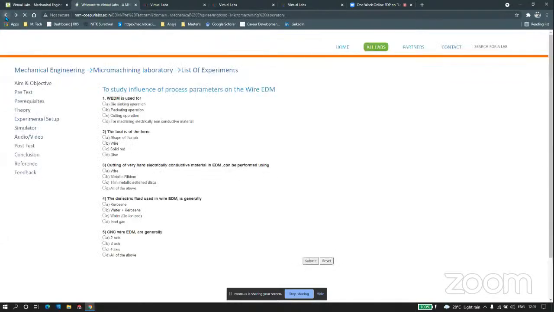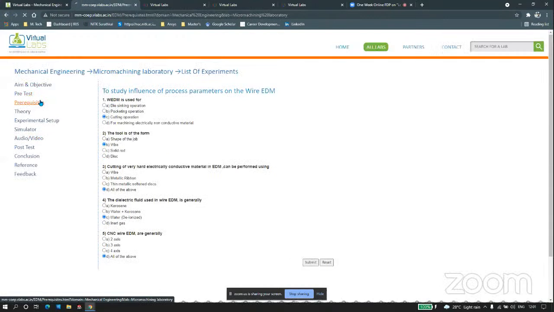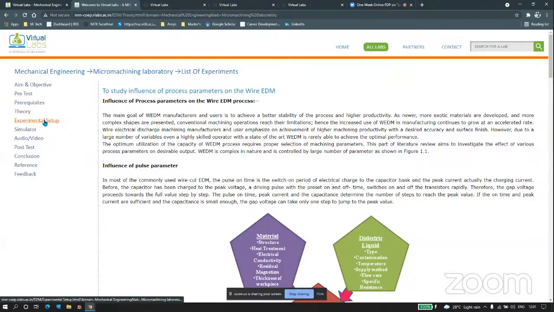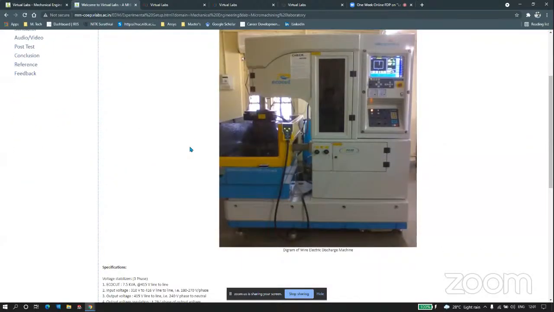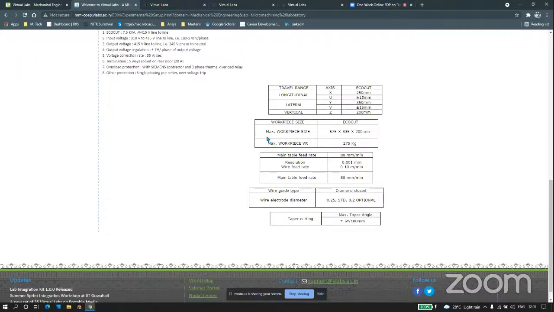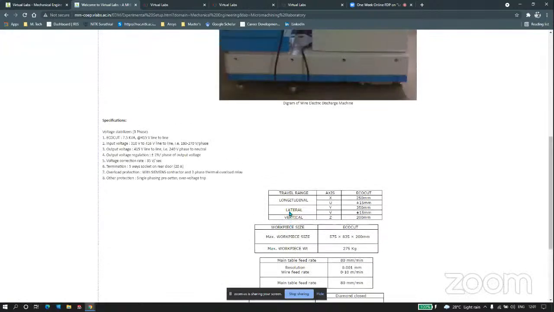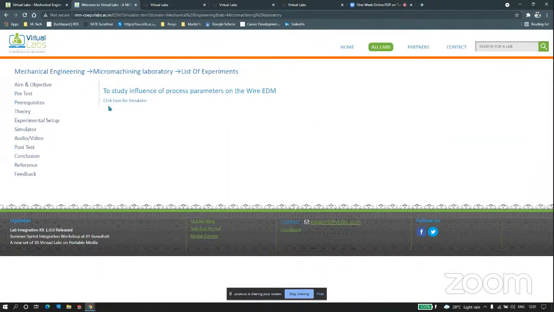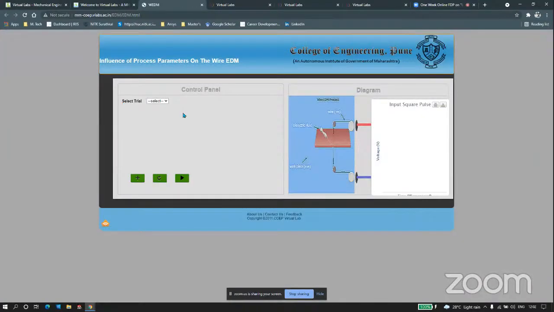So I'll move back. Next is prerequisites. You need to have a basic knowledge of the wire EDM process and the various technologies related to the pulse. Then theory, then experimental setup. The wire EDM process setup will be like this. It will have a display, wire, and dielectric material, and then you will get the specification of the setup. Here you'll get the maximum workspace size, the feed rate, wire electrode diameter, etc. You can go through the details, and then we get the simulator part. It will say click here for the simulator. So I'll move on to the simulator.